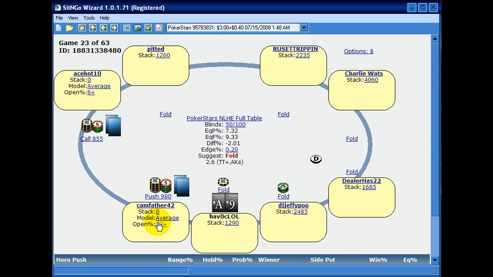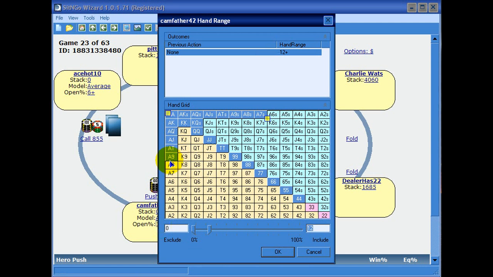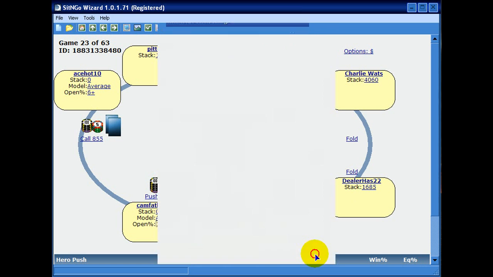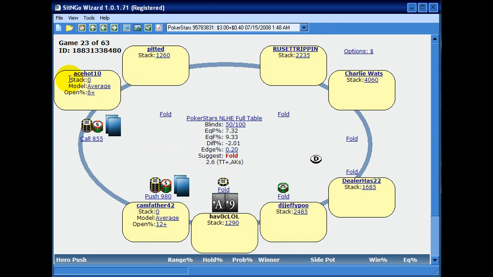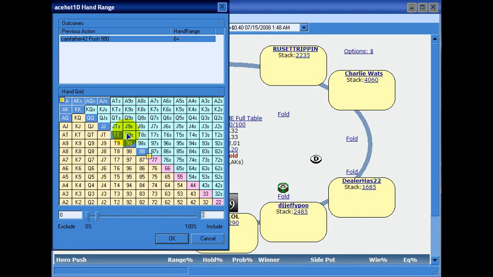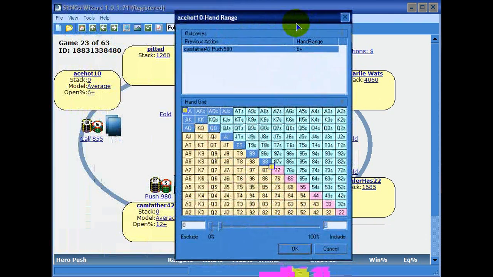We have someone pushing for 10 big blinds, and we have him at around 12%. That's he's pushing Ace 9 offsuit, and he's pushing Ace 7 suited, as well as pocket fours. I think that's about right. And we have Ace Hot here, calling for 855 with 9 big blinds, and we have him down as 6%. That's just a flat out lie. I don't think he's folding sixes here. I don't think he's folding Ace Jack offsuit here, and I doubt he's folding Ace 9 suited here. So we'll increase his range to include these cards.